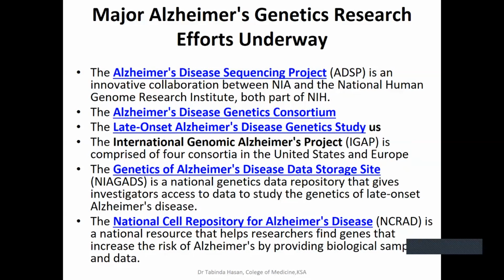And then there is the National Cell Repository for Alzheimer's Disease. This is a national resource that helps researchers find genes. So as a researcher, these links would be very useful to you. If you are interested in exploring more about Alzheimer's, especially the genetic aspect, then these are the resources that maybe you could have a look at.